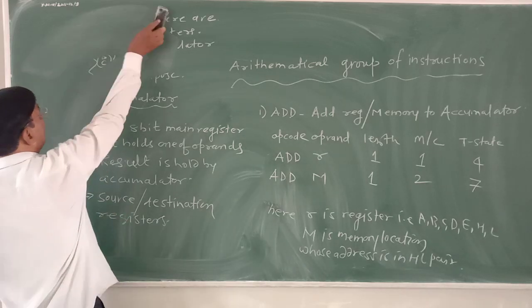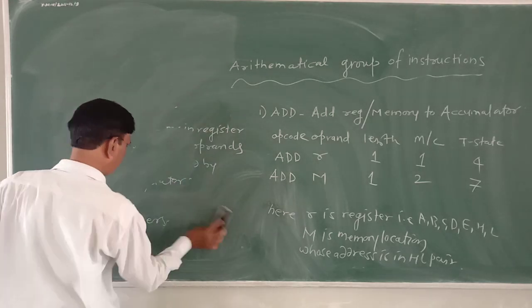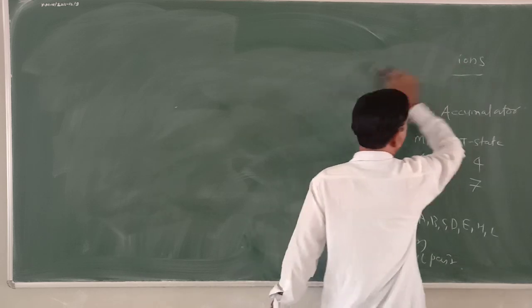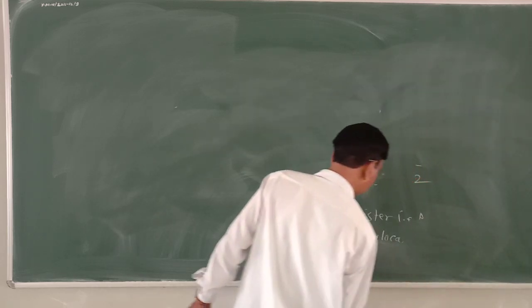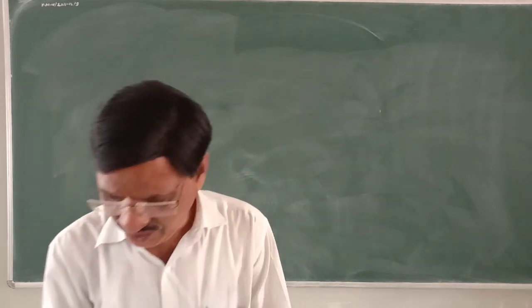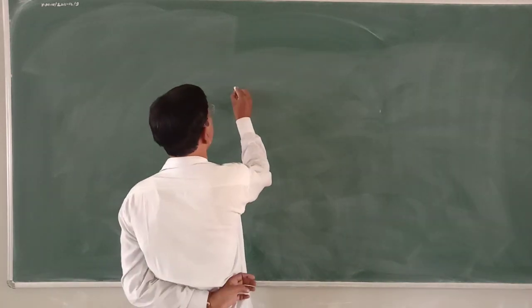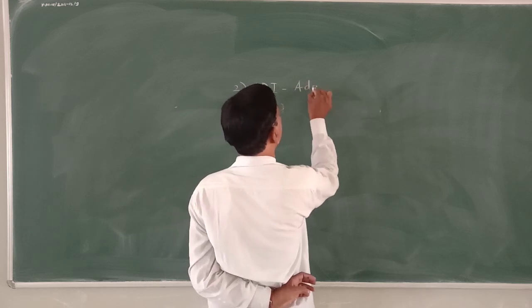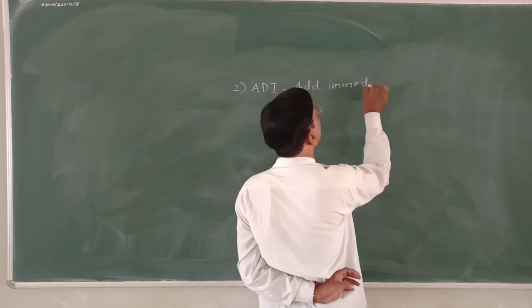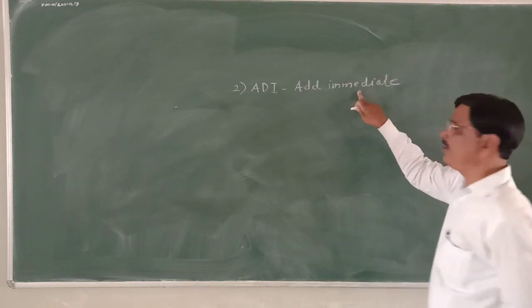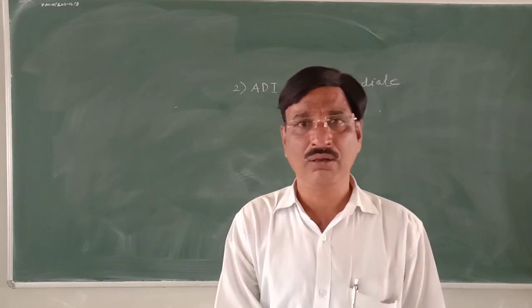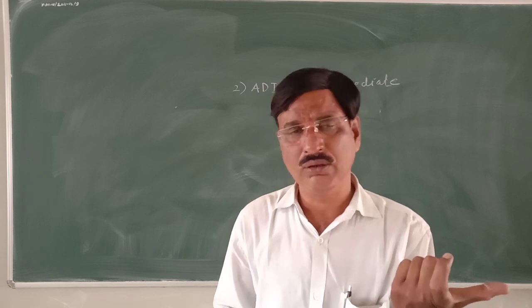Now, let us see the next instruction. The next instruction is the same, but the code is different. Second instruction of arithmetic, ADI, add immediate. What exactly is meant by immediate? Immediate data. Which immediate data? The immediate data that is after the opcode.